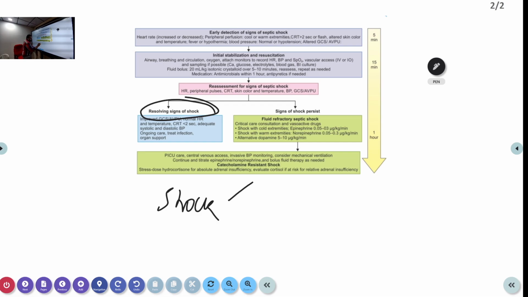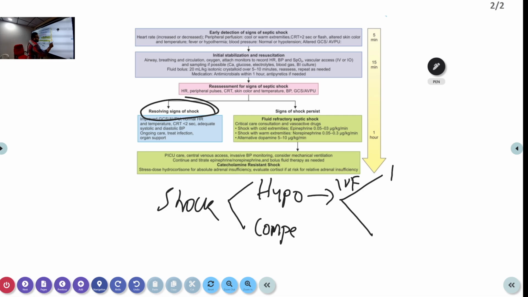The patient is in shock. So one is hypotensive and compensated. For hypotensive, what do you give? You give an IV fluid bolus. From here you can have two possibilities: responding, or refractory.